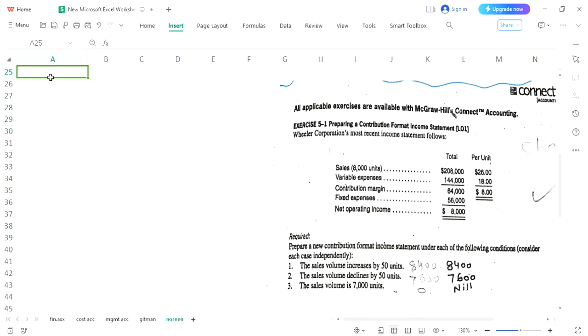Today's target is to solve exercise number 5.1. The chapter is cost profit volume analysis, and we have already taken an introduction of it. Under this chapter there were several things we have discussed.